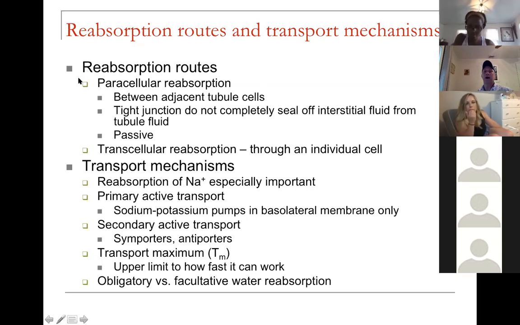But we have major reabsorption routes where primarily the mechanism is paracellular reabsorption. And that means between adjacent cells. So if here's a cell and here's a cell, it means some materials can pass between them. The tight junctions don't completely seal, and therefore it is a passive mechanism.